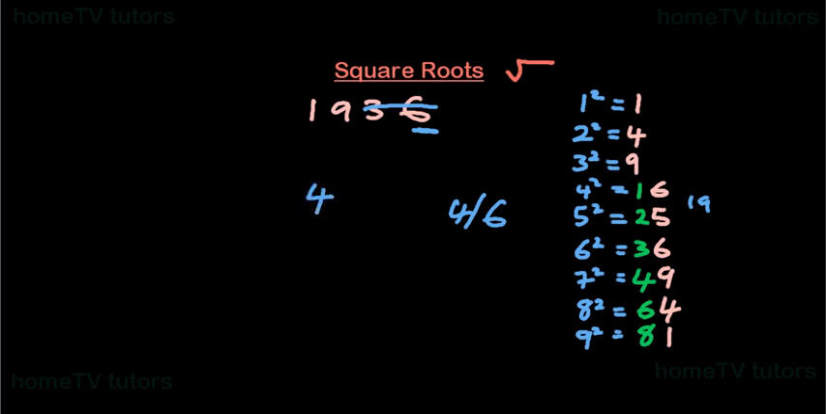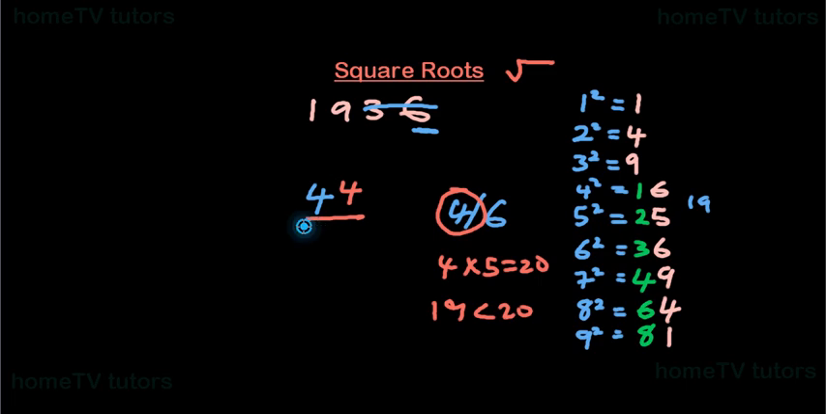Then the next number after 4 is 5, so we multiply that by 4, which will give us 20. Okay, so 19 is less than 20, so we're going to pick the lesser number 4. So the square root of 1936 is 44.